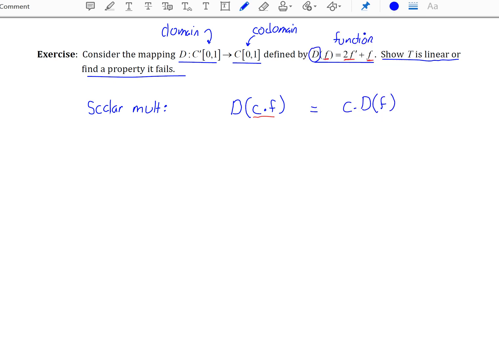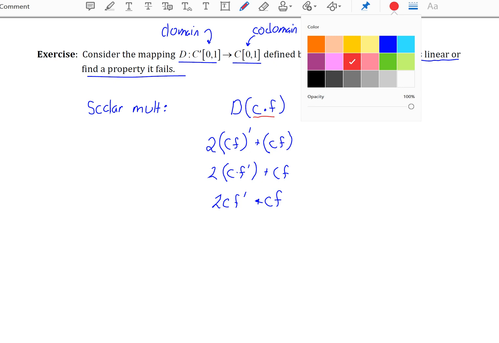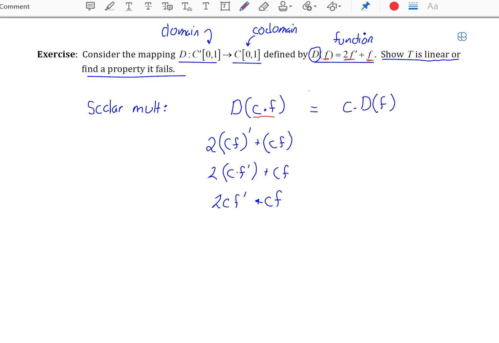So I guess what I'm trying to get you to see is that this is going to look like 2 times (cf)' plus the original input, cf. From calculus, we know that the derivative of a constant times a function is just a constant times the derivative of the function. And if we want to, we can eliminate all these parentheses and just write this as 2cf' plus cf. Now we would like to see, is this equal to the right side?